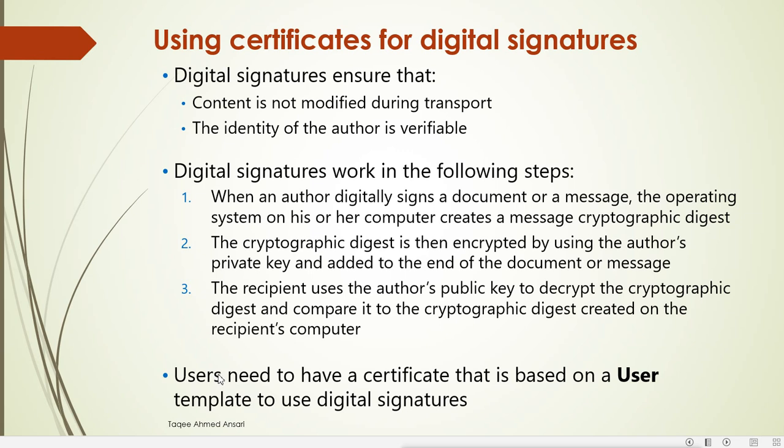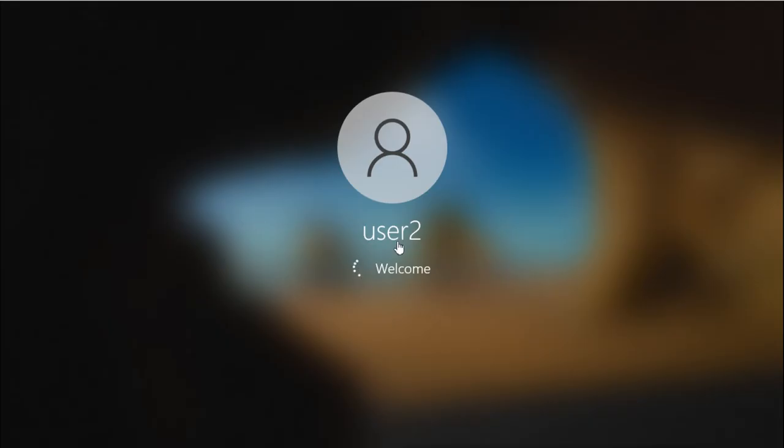Users need to have a certificate that is based on a user template to use the digital signature. So if the user wants to digitally sign a document, they must have the user template certificate. Otherwise, they are not able to do this. Now I'm logging in here on the client machine as a User2 account, and we'll try to sign a document. But for signing the document, this user must have the user template certificate. Otherwise, it will not be able to sign the document.